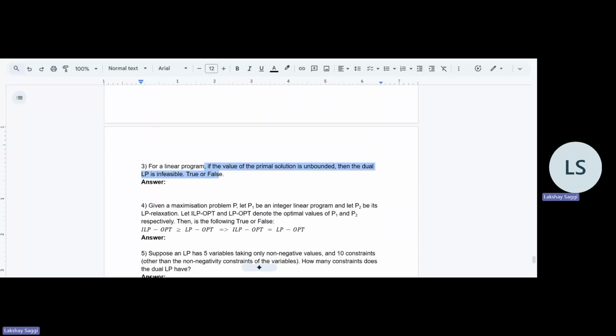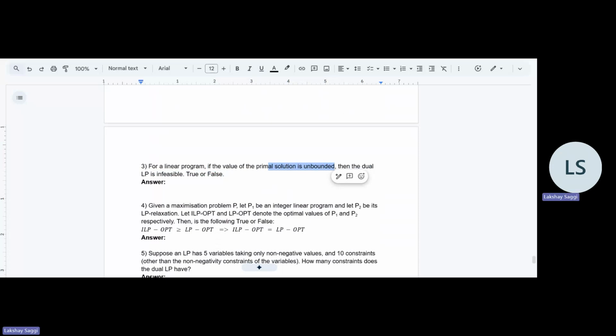Okay, so coming to the third question. The third question says that for a linear program, if the value of the primal solution is unbounded, then the dual LP is infeasible. Is this true or false? We talked about strong duality and weak duality. We said that if the primal solution is feasible and finite, then the dual solution is feasible and finite. But here we are given that the primal solution is feasible, but it is not finite. It is unbounded. Then what happens to the dual LP?